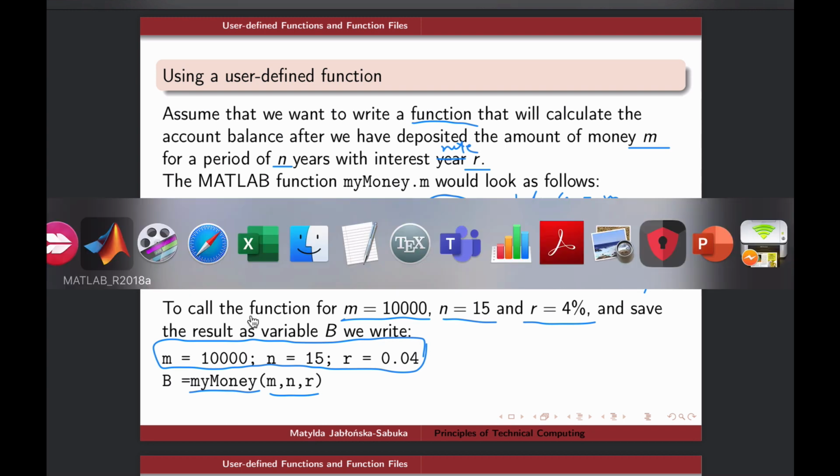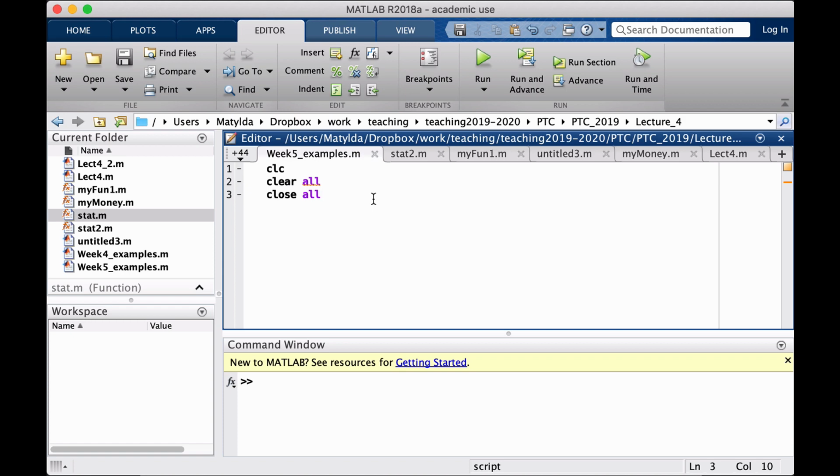So let's have a look in Matlab. Now I'll show you the two cases. I said before that when you write a function, it can be either a separate function file or it can be part of your script. So now I'll show you first when it's part of the script file, and then the one as a separate file.